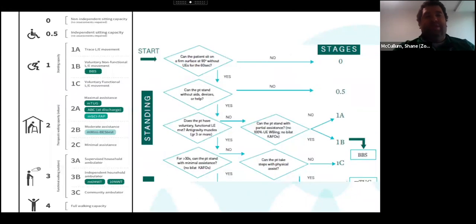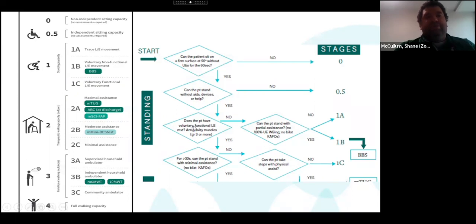And Praxis has done a really good job of coming up with a lot of different resources that can be used. And one of them is a flow chart that you'll see on the right part of the slide to determine what stage they're at. So looking here, can the patient sit on a firm surface at 90 degrees without upper extremities for 60 seconds? Yes. Can they stand without aids, devices, or help? Yes. So that can go down again.